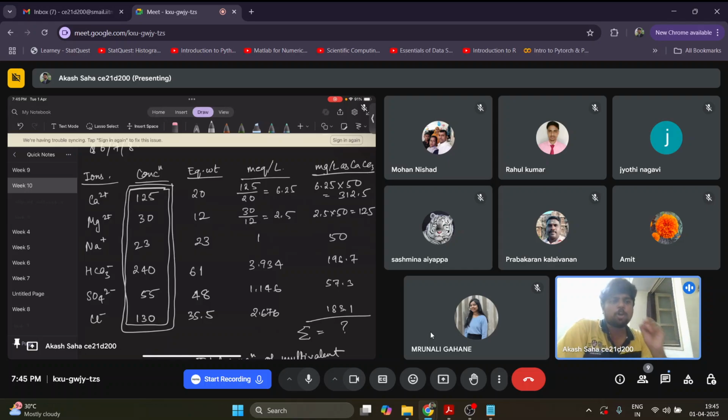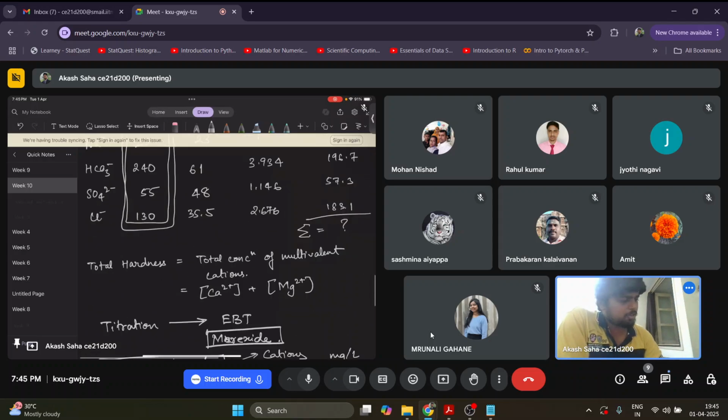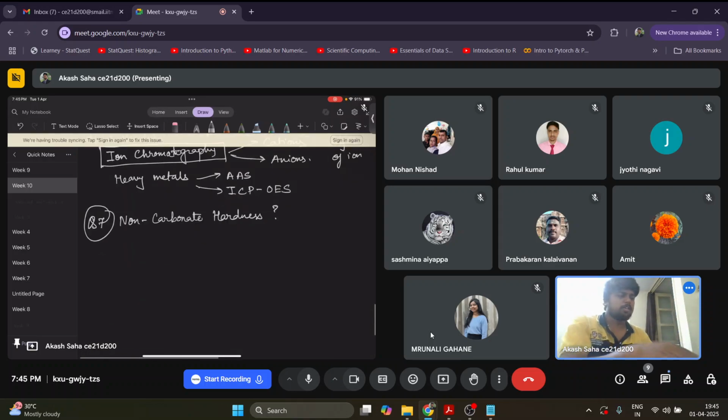So to calculate the non-carbonate hardness, first we should know what is the carbonate hardness. And to know the carbonate hardness, we should know the alkalinity. So many things are coming into picture. Let me explain it to you clearly. For these types of questions, it's always better to make a line chart.